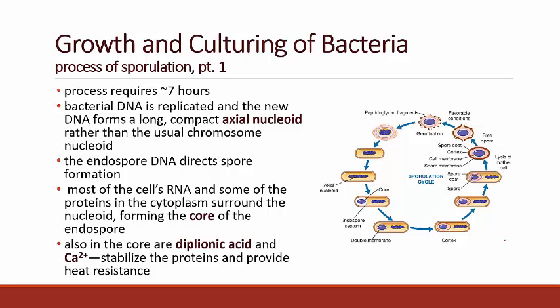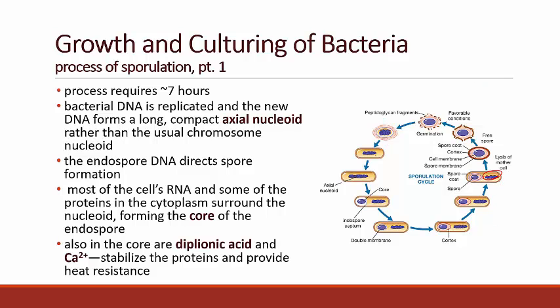So a lot of the RNA in the cell and some of the proteins that are found in the cytoplasm then cluster around that axial nucleoid, and that forms what is referred to as the core of the endospore. So here the axial nucleoid is forming along, so here's our usual nucleus over here if we look at it.